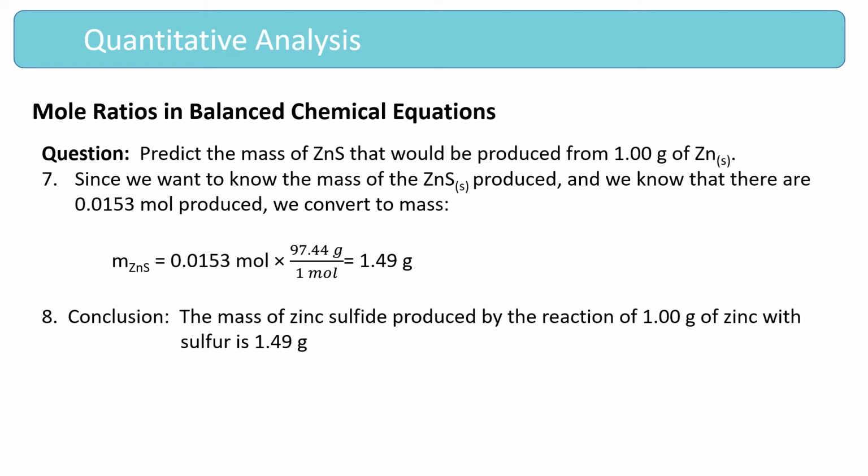So what is our conclusion? The mass of zinc sulfide produced by the reaction of 1 gram of zinc with sulfur is 1.49 grams.